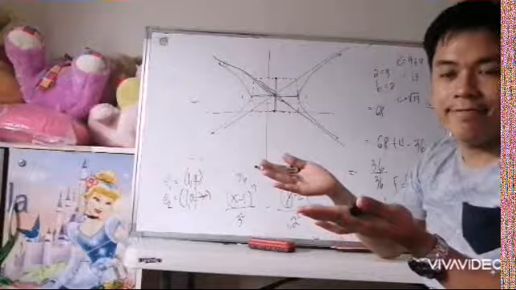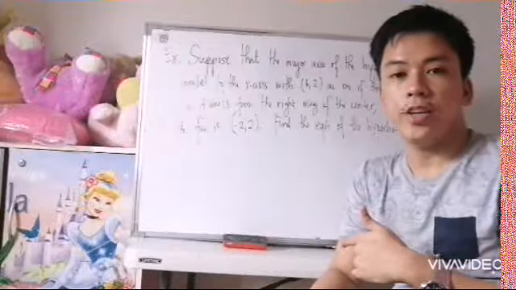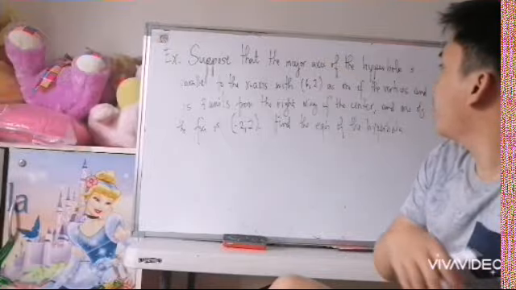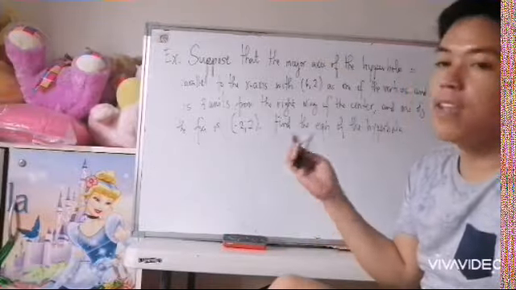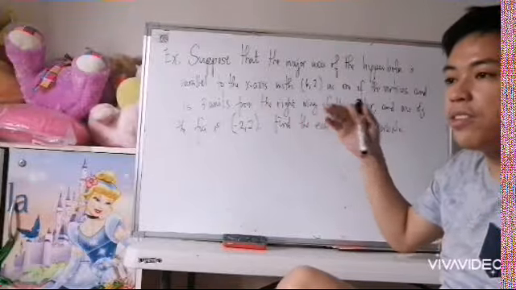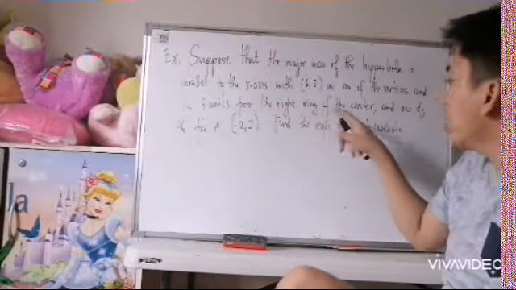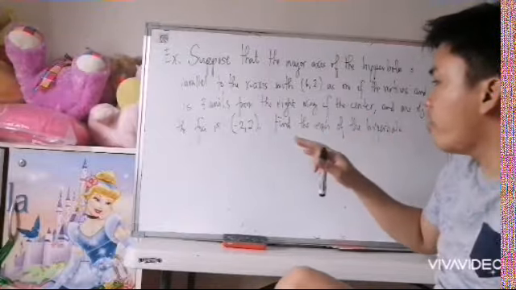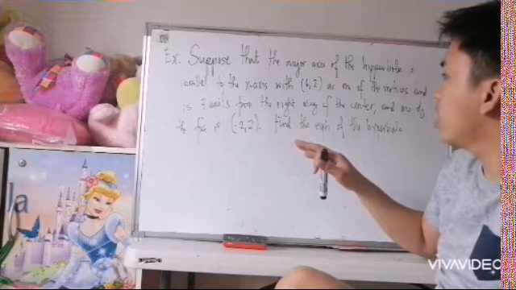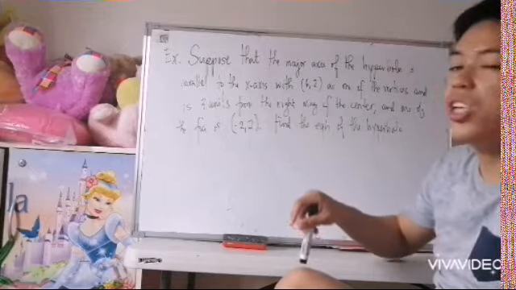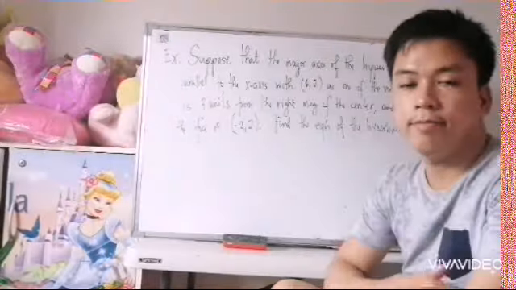That's it. Okay, so let's consider another example here. Suppose that the major axis of the hyperbola is parallel to the x-axis, with 6, 2 as one of the vertices and is 3 units from the right of the center, and one of the foci is negative 2, 2. Find the equation of the hyperbola.